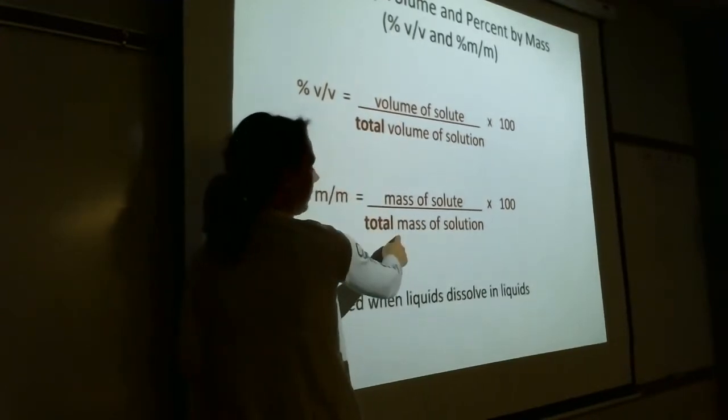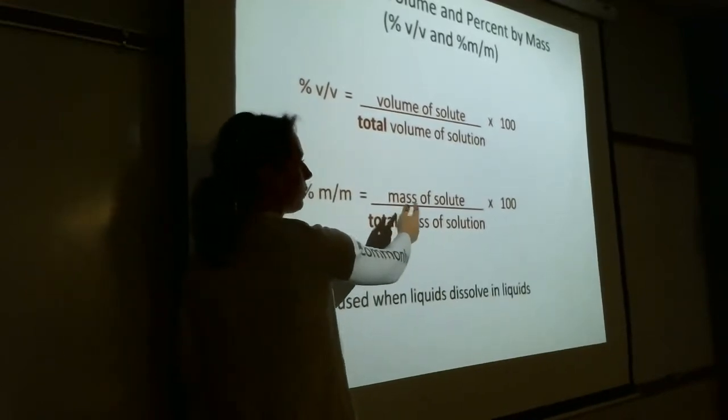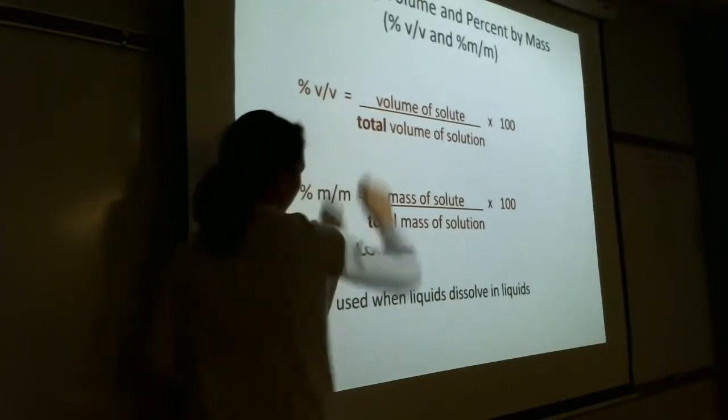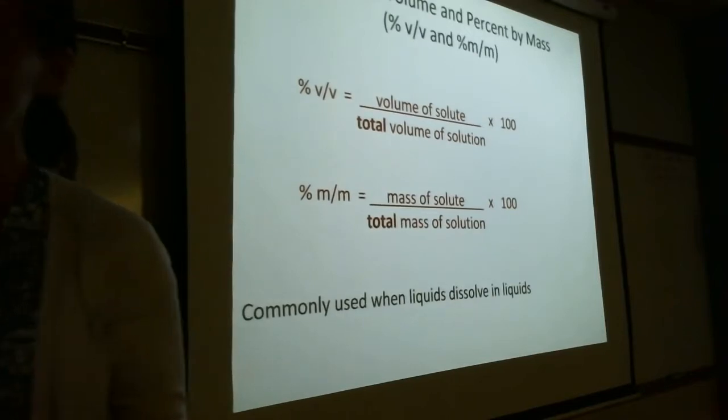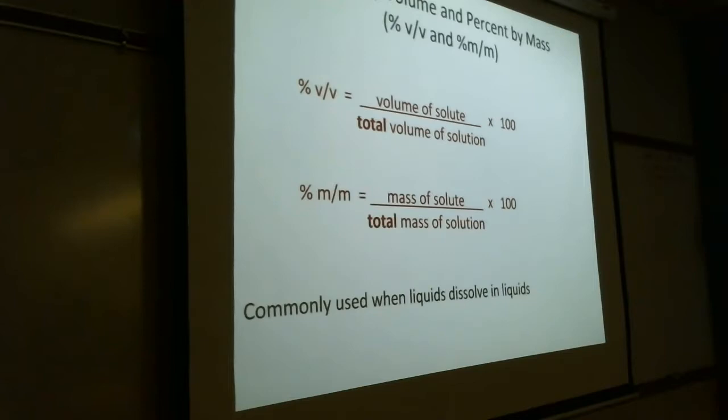If this is in grams and this is in kilograms, that's not compatible, right? Because then your units would be grams per kilogram. So make sure your mass has the same units. Make sure your volume has the same units. We see this a lot when we're making solutions by dissolving a liquid in a liquid. That's the most common place you see it.